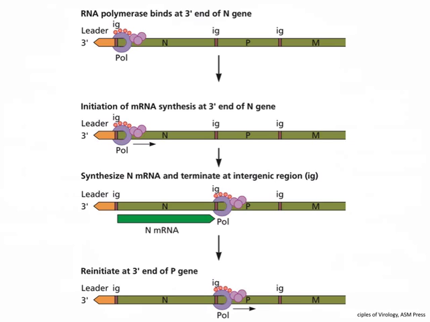It makes an N mRNA, and then it terminates at the intergenic sequence. So now we have a unique mRNA, and then it begins to make the P mRNA. And at the end of that sequence, it reaches the intergenic sequence, and it will terminate. So that's how it goes down the genome, making an mRNA, starting and stopping, and then simply moving down.